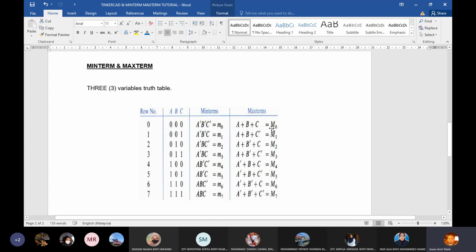Sebab tu you pakai huruf m kecil. Maxterm, you kena pakai M besar. Maxterm 0, Maxterm 1, Maxterm 5, Maxterm 7. This is according to dia punya value lah. Okay, sebab kita tengok nombor dia pun macam 4 ni memang untuk 4 lah sebab 100. 100 is 4. So this is Minterm number 4.